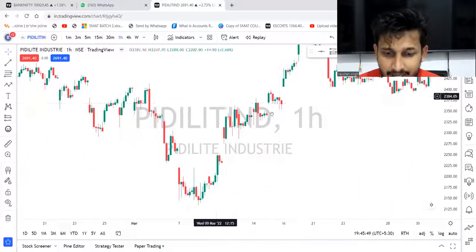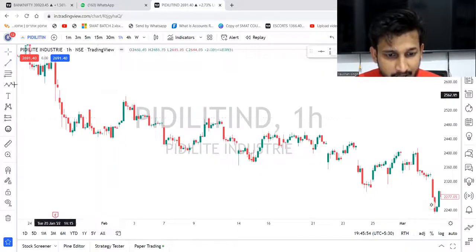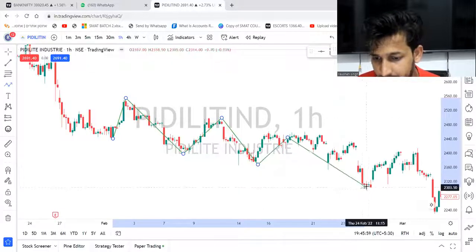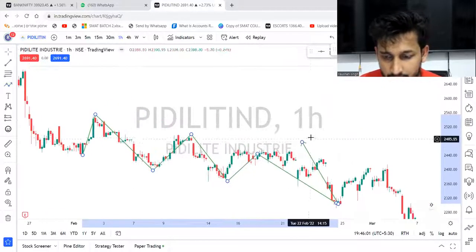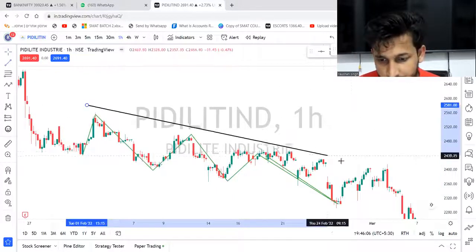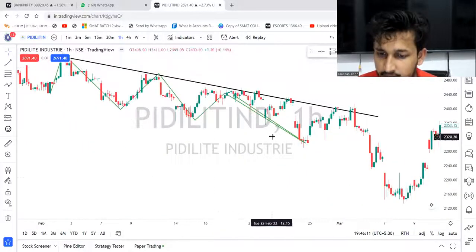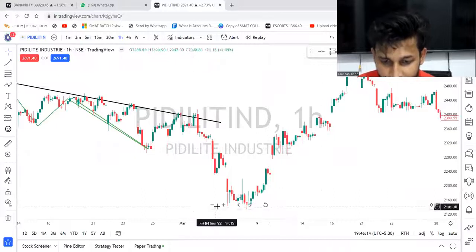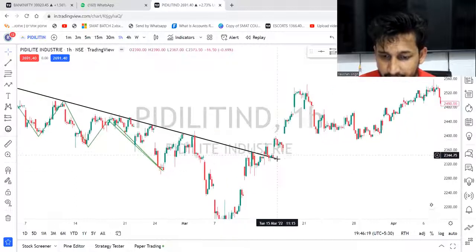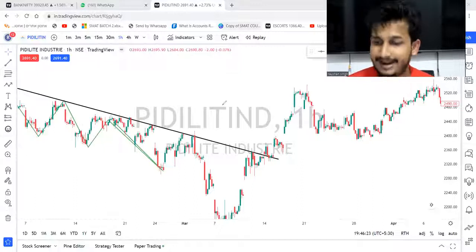I'll take some more stocks. This is a stock only. We can see that the market went up, came down, went up, came down, went up, came down, right? From this point of time, I can draw it like this. We can consider both wick and body, and I'm extending this line up to here. Now what happened after the breakout? The market went upside.